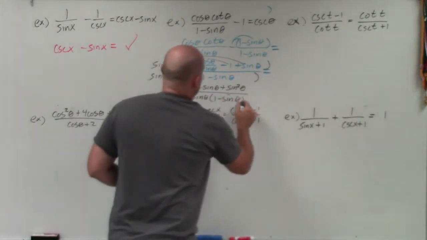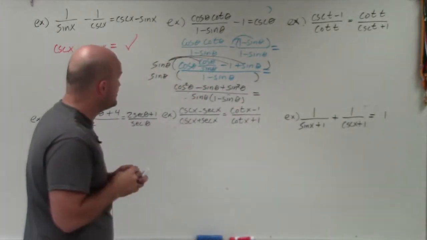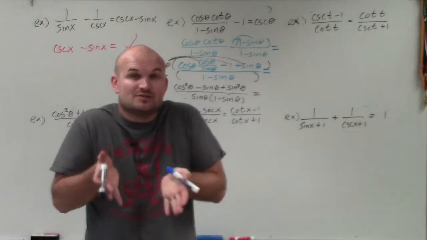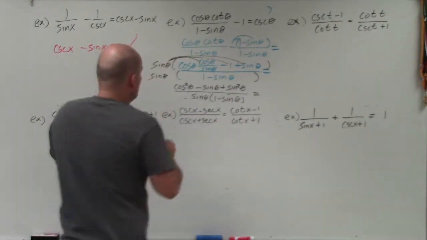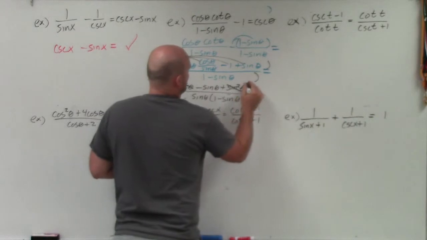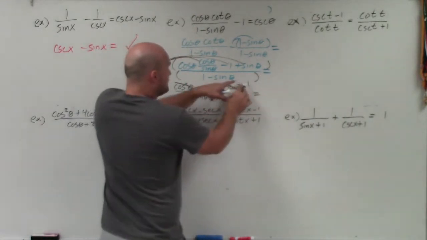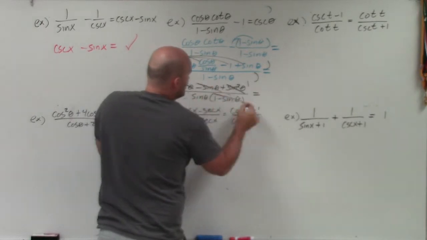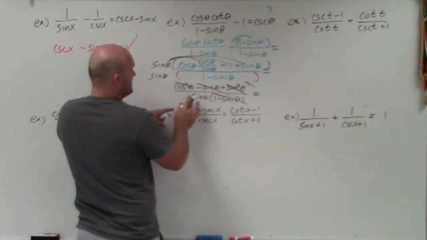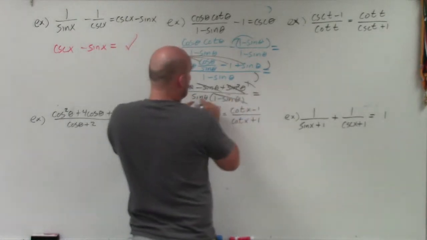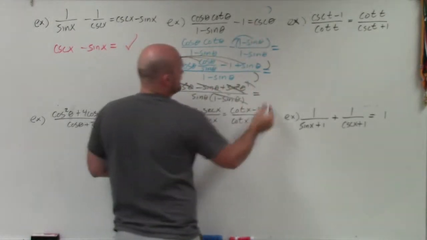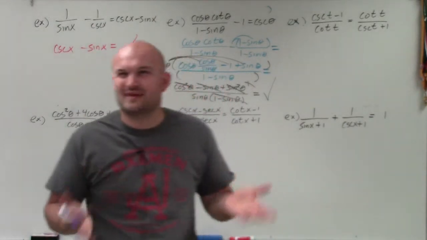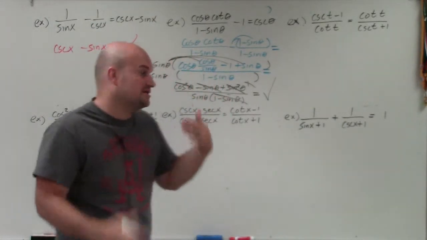OK. So now what you see here is I have cosine squared of theta plus sine squared of theta. Well, remember, cosine squared plus sine squared equals 1. So these go to 1. Then I'm left with 1 minus sine of theta, which is the same as 1 minus sine of theta. So those divide out, and I'm just left with 1 over sine. Well, 1 over sine is the same thing as cosecant. So therefore, that is verified. All right. So I kind of ran out of room, so I had to kind of talk it as well instead of showing it.